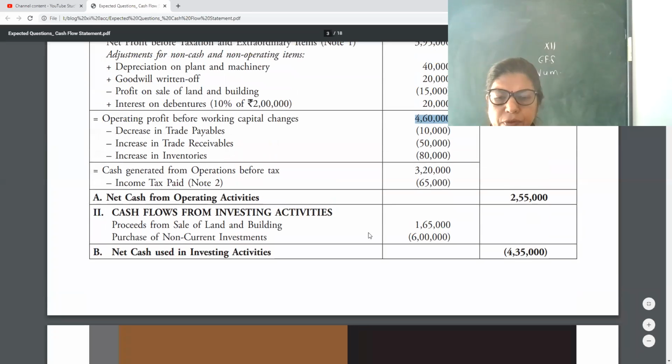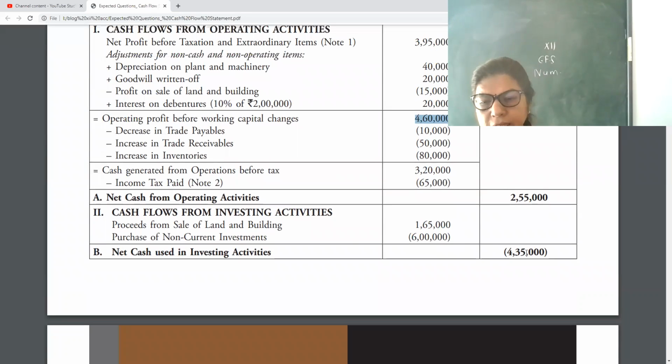How will 4,35,000 come? 6 lakh is minus. 1,65,000 is positive. So net result is negative 4,35,000. It is negative 4,35,000. That's why we can say net cash used. See, used. Why can we write used? Yes, very good answer. Because the negative item is more, it means outflow is more. That's why we can say that.